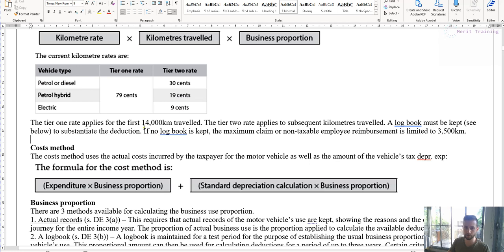And if you don't keep a logbook, so you need to keep that no matter what. It's not just above 14,000, it's no matter what. If you don't keep a logbook, the most you can actually claim on your kilometers is 3,500.